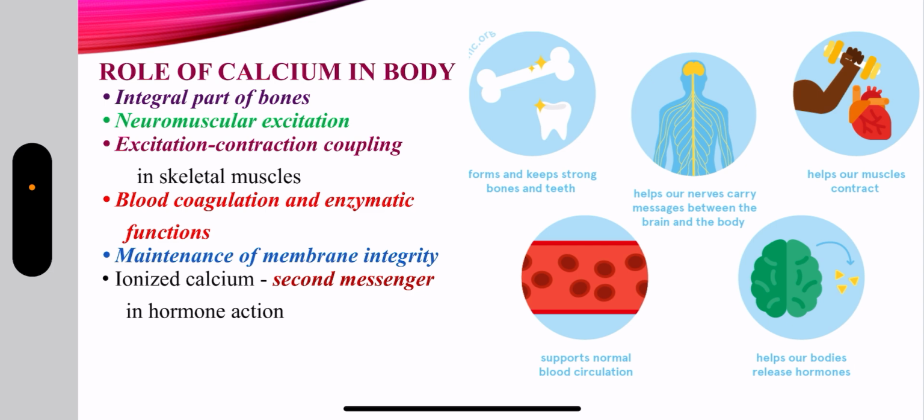It also provides integrity to the membrane, maintenance of membrane integrity, which is a function of ionized calcium. Along with that, ionized calcium acts as a second messenger in hormonal action, helping our bodies to release hormones. So that was about the sources of calcium and the role of calcium in our body.